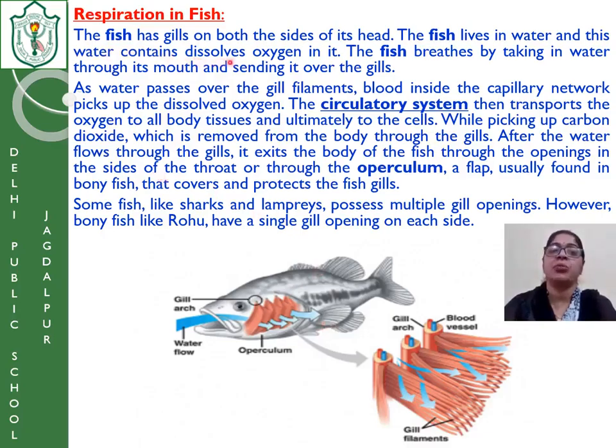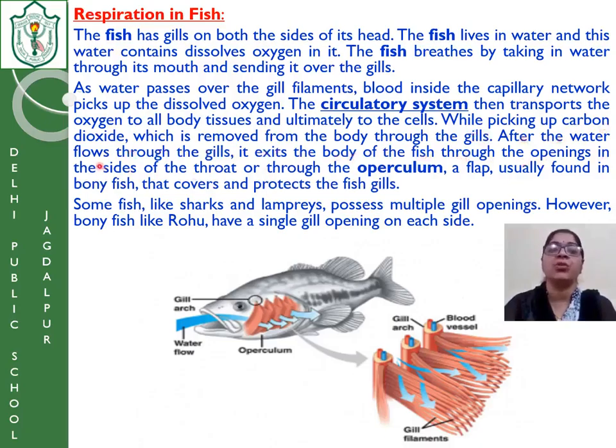The fish has gills on both sides of its head. The fish lives in water and this water contains dissolved oxygen. The fish breathes by taking in water through its mouth and sending it over the gills. As water passes over the gill filaments, blood inside the capillary network picks up the dissolved oxygen. The circulatory system means the heart and the blood vessels. These transport the oxygen to all the body tissues and ultimately to the cells, and at the same time pick up carbon dioxide which is removed from the body through the gills.